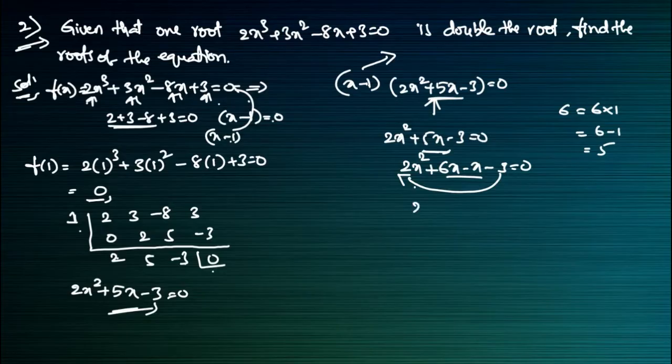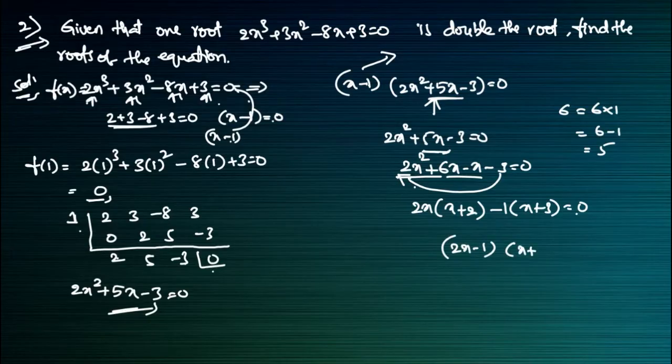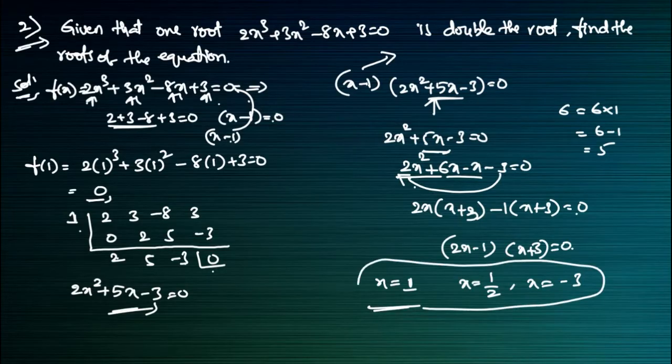Now here if I take 2x common from these two terms, it will become x plus 3 remaining here. Here minus 1 will come common, so plus 3 will remain here, is equal to 0. So from this, 2x minus 1 into x plus 3 is equal to 0. So x is equal to 1 by 2 will come, x is equal to minus 3 will come. Another is x is equal to 1. These are the three important roots of this equation.